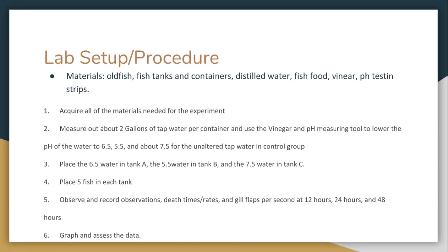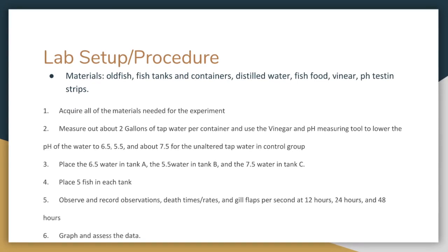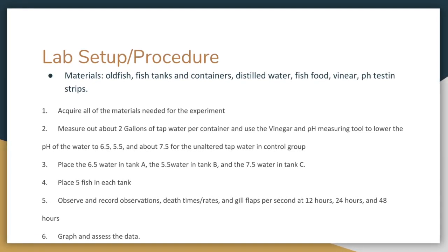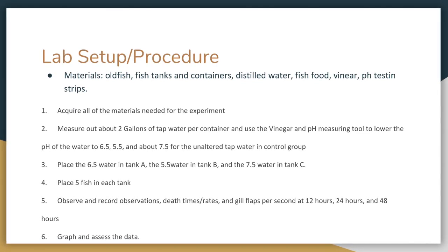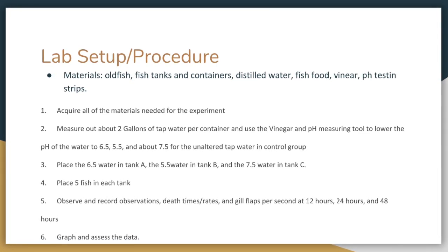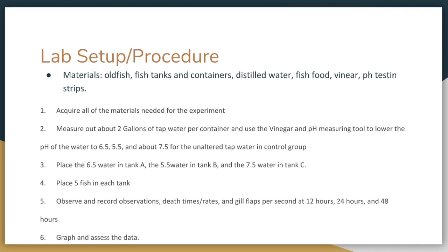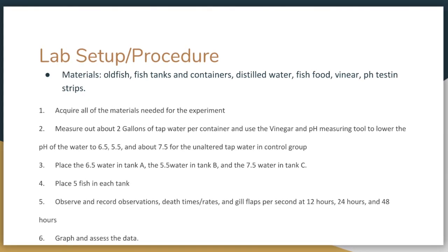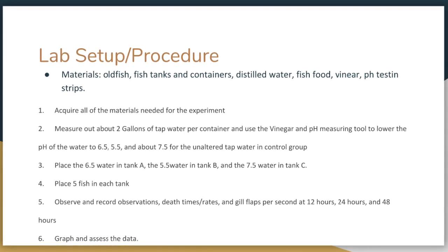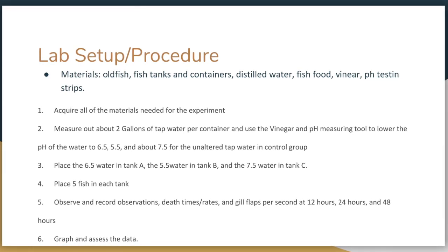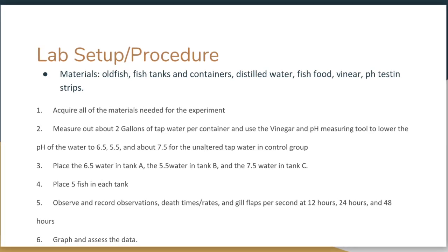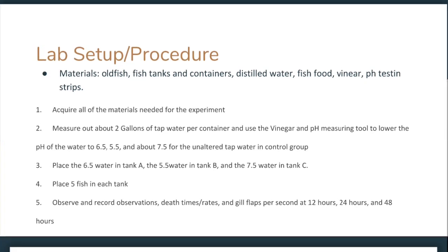For my lab's setup, I had goldfish, fish tanks, water, food, vinegar, and pH testing strips, and I got all the materials. I separated the fish into three different containers: 6.5 pH, 5.5 pH, and a control for 7.5 pH. I put fish in each tank, then I watched them and recorded them at 12 hours, 24 hours, and 48 hours. Then I repeated the experiment and I graphed the data.